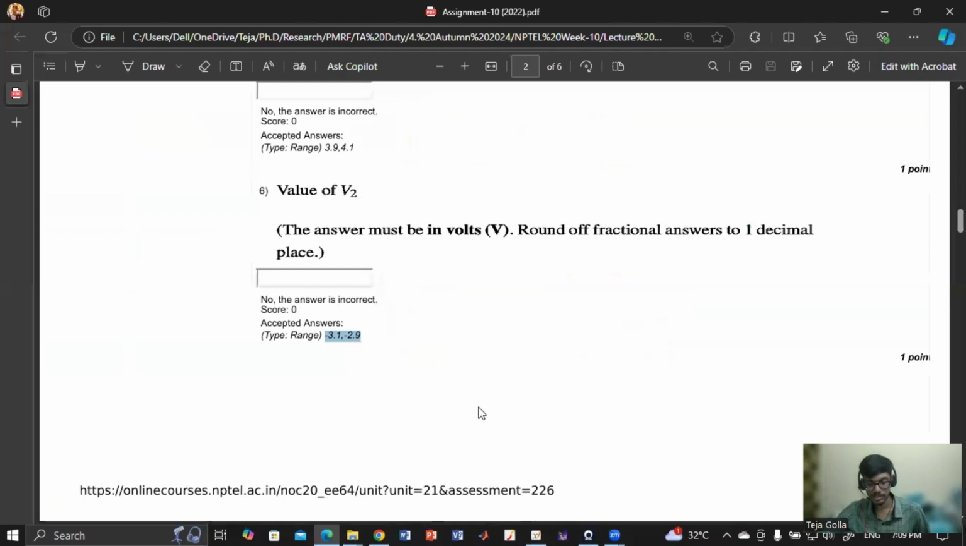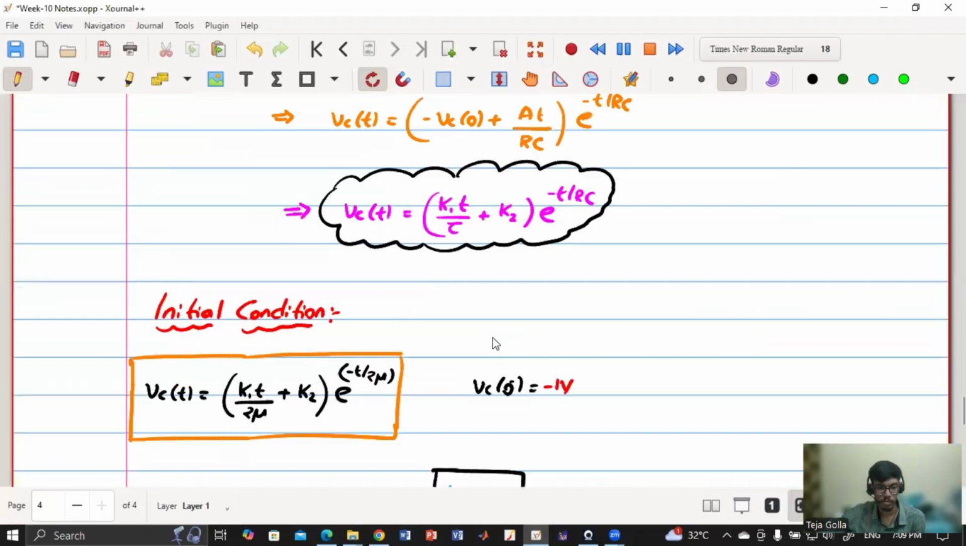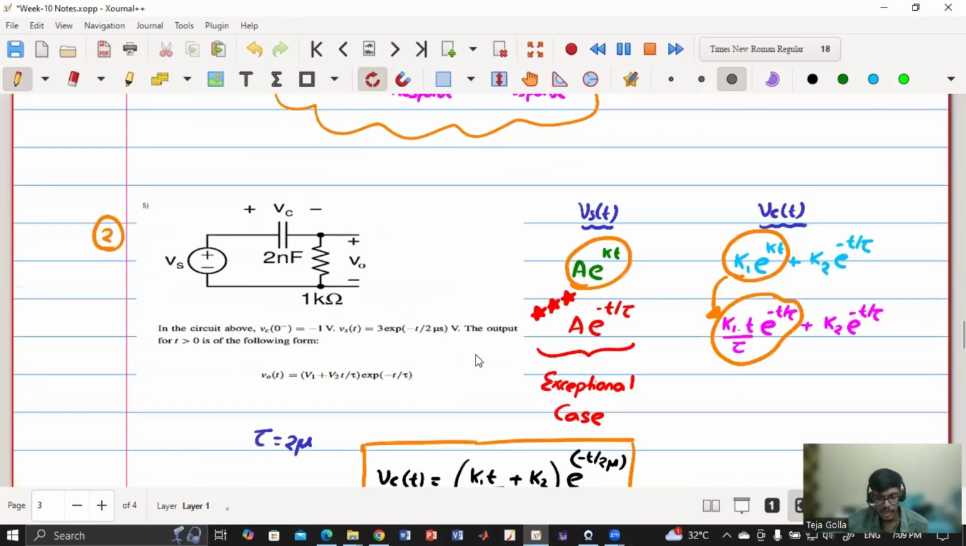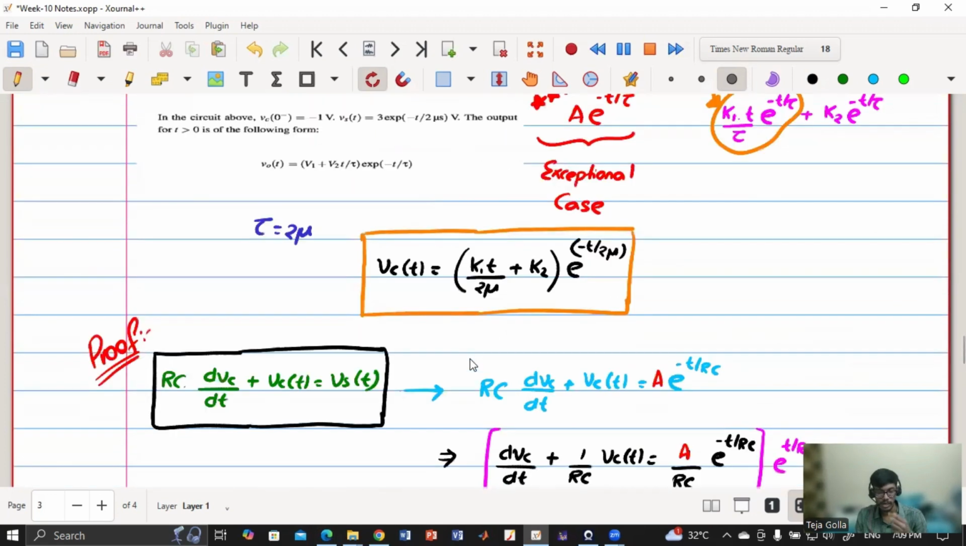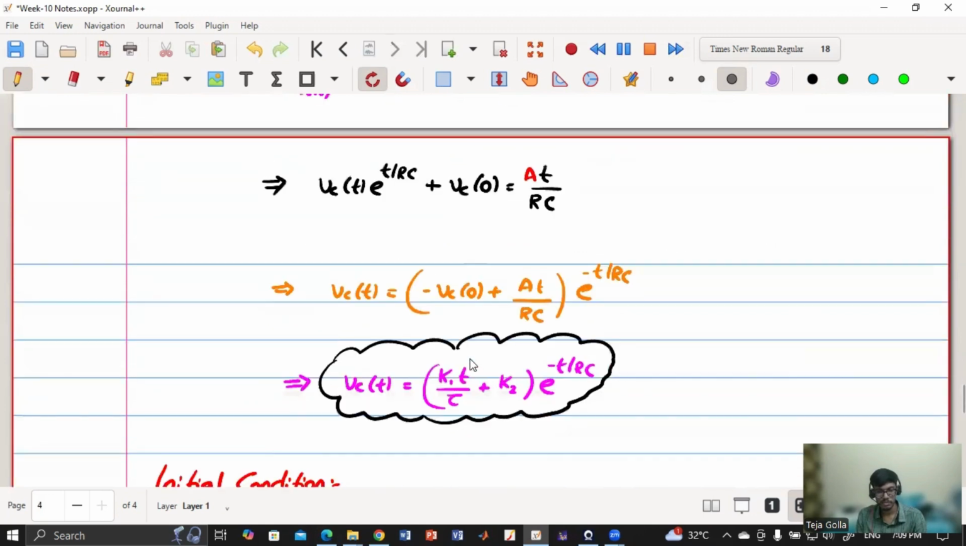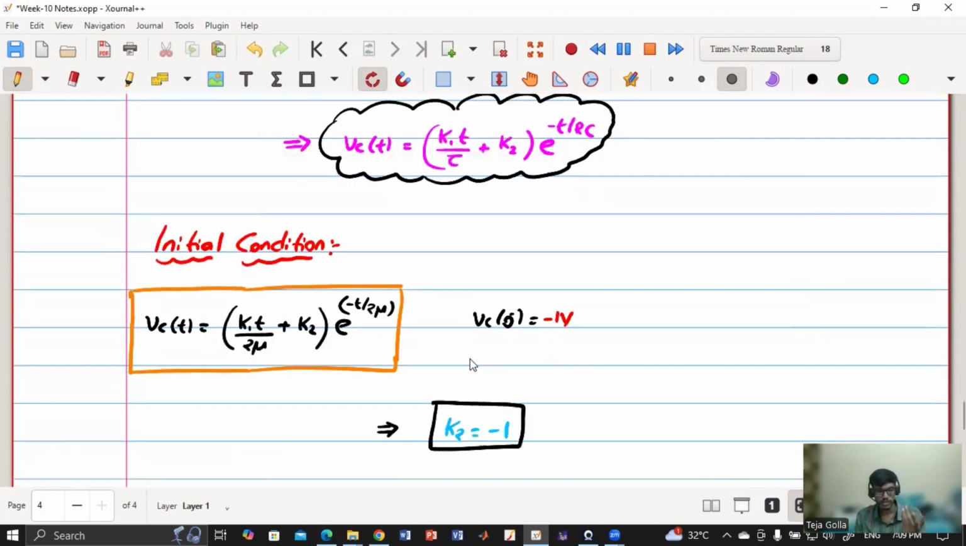So let me just again summarize what we have discussed in this problem. This problem is an exceptional case where the input is a scaled version of the natural response term. So in that case, the solution will not be straightforward, but it will be in the way that I have shown here, which is K1 into t by tau into e to the power minus t by tau plus K2 into e to the power minus t by tau. So I have written the generalized expression for VC of t. Now I have given the proof, but we can skip it if you want. Proof is just solving the differential equation, which is what I have done and shown.